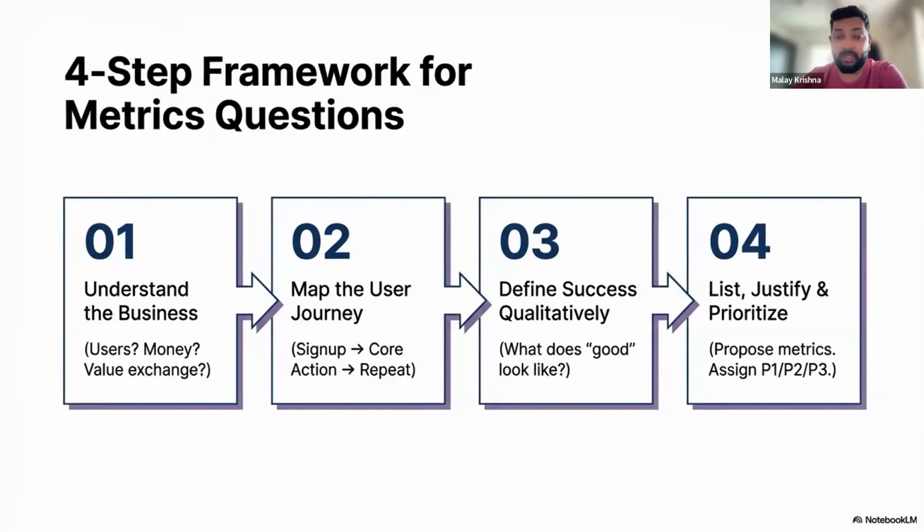Finally, of course, list and justify. For each dimension of success, you propose one to two metrics, and then you group them. There are three kinds of metrics. P1, existential metric. This is the one most important metric that you will track. P2, health indicators, which are secondary metrics, but you will track these as well. P3 is diagnostic, which is a guardrail metric around something that goes wrong.